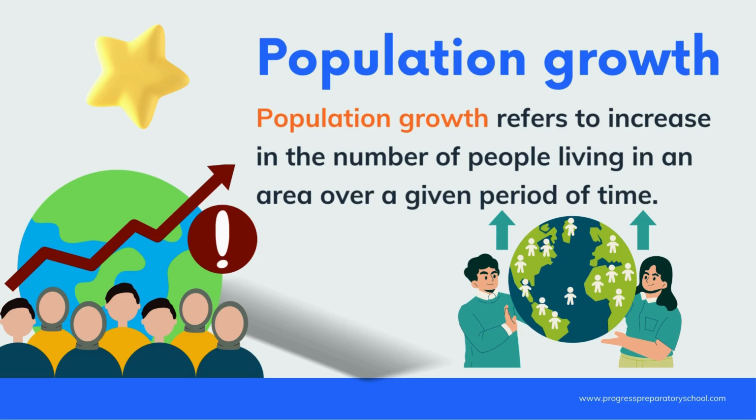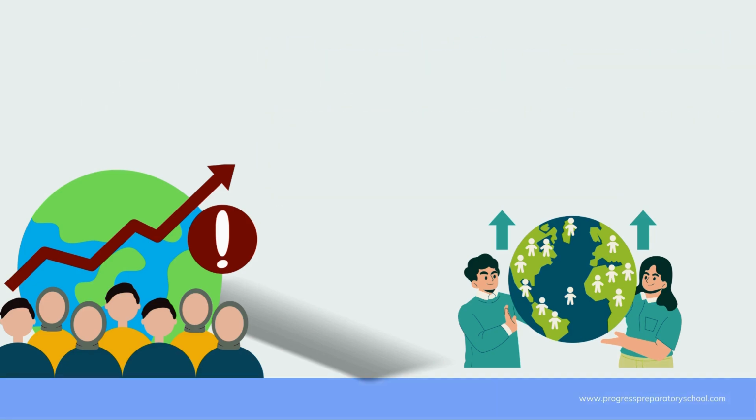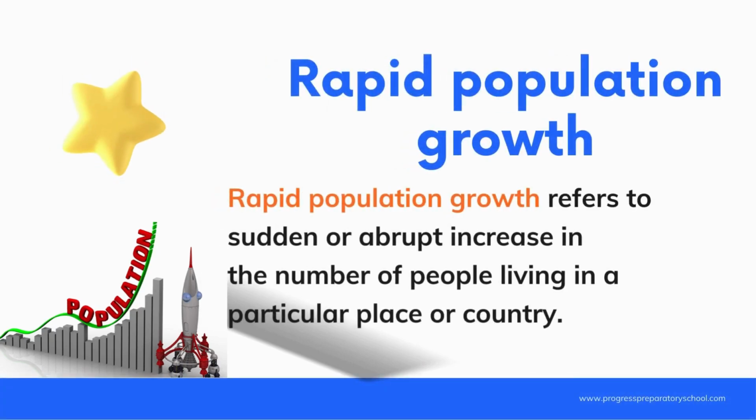What then is rapid population growth? This refers to the sudden or abrupt increase in the number of people living in an area, in a particular place, or in a country. That is rapid population growth.